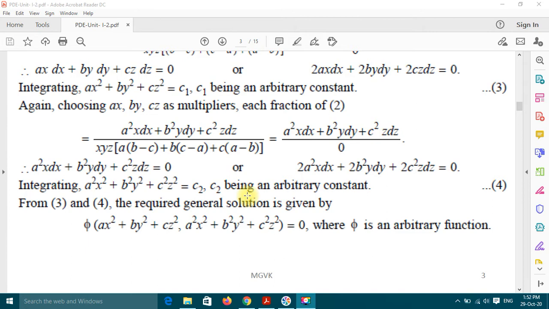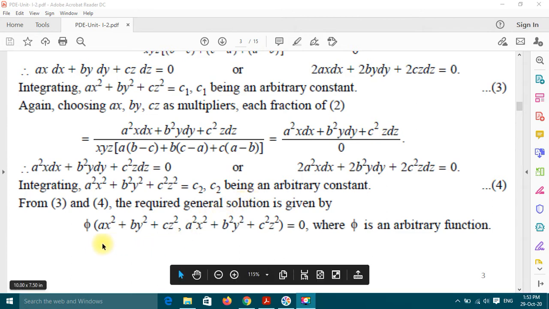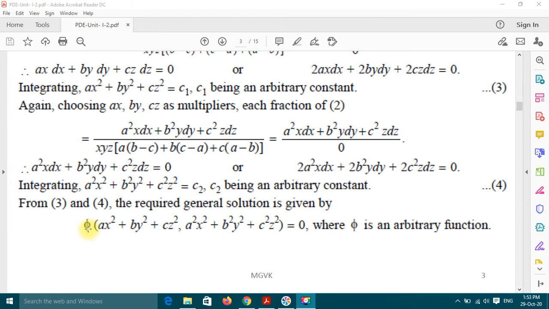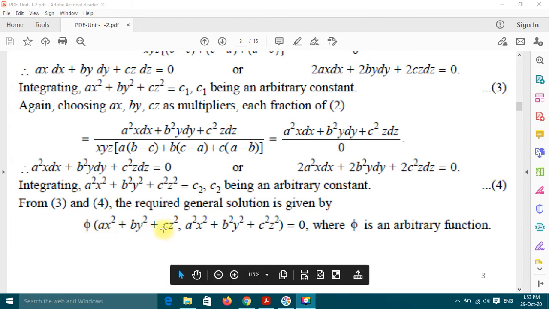So the required general solution of the given differential equation is written as phi of u, v is equal to 0. This is your v and this one is your u. So phi of u, v is equal to 0 means phi of (ax square plus by square plus cz square, comma a square x square plus b square y square plus c square z square) is equal to 0, and phi is an arbitrary function.